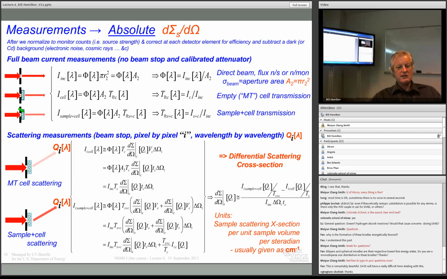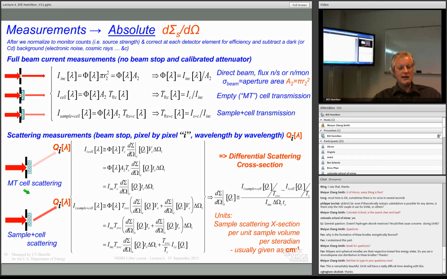I also need to know the transmission when I put in the sample. So I put the sample in front of the aperture and measure the direct beam transmission, and from that I get the transmission of the sample, the transmission of the empty cell, and the area that my direct beam intensity represents. Okay, now we come to doing some scattering.